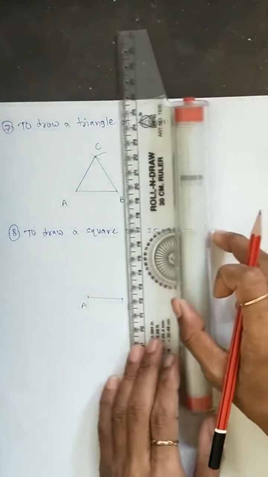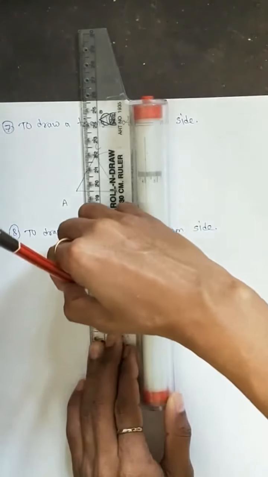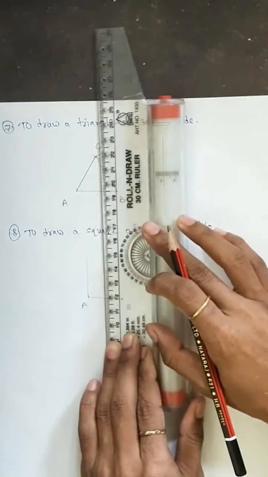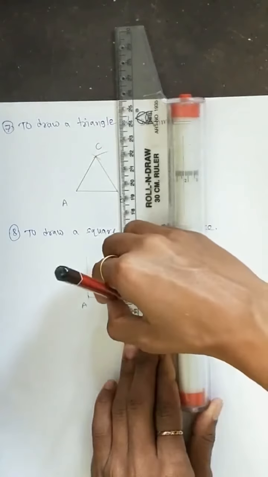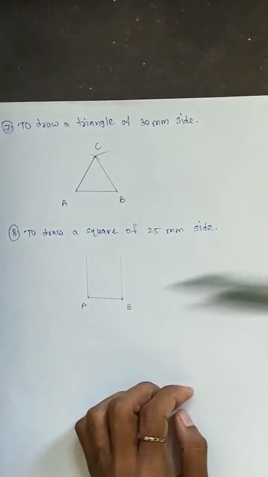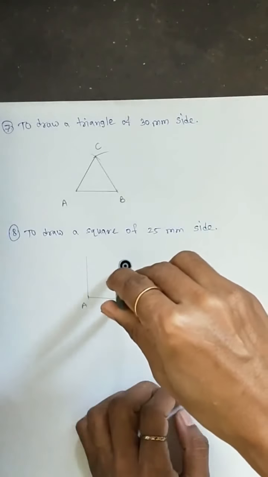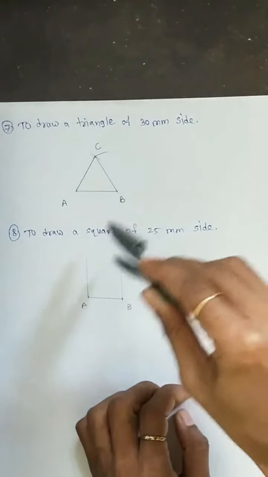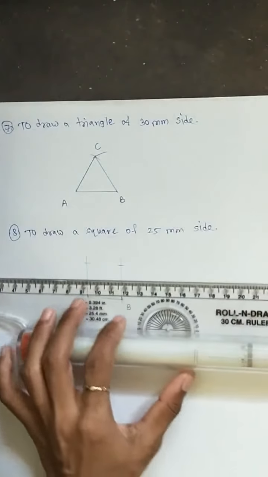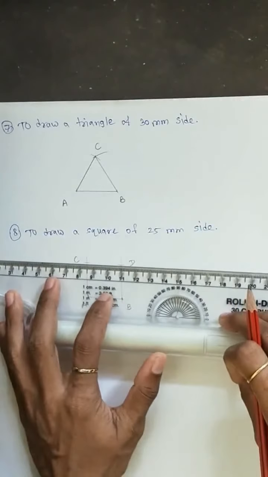Then draw perpendicular from point A and point B. Suppose I will draw from point A, then take a parallel line to this line and draw it from point B. Now 25 mm side is given, so take 25 mm distance in your rounder and center point B, draw an arc on this vertical line, and center point A, draw an arc on this vertical line. 2 points we have got, give names C and D, and then join C and D.